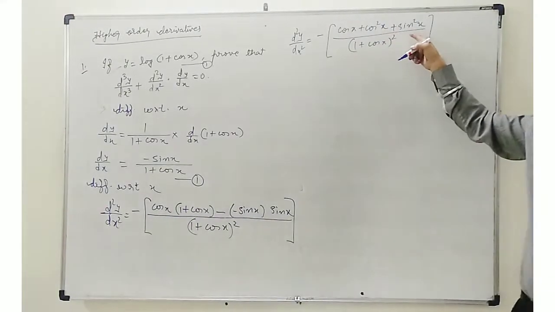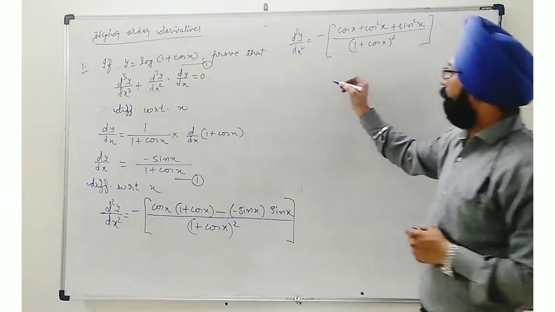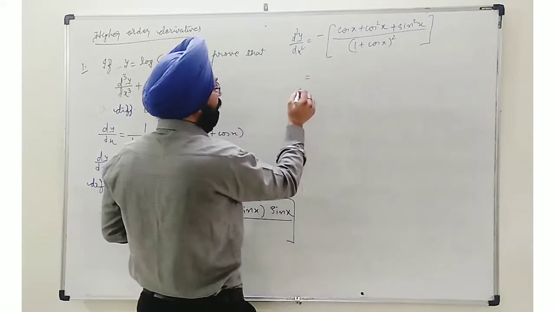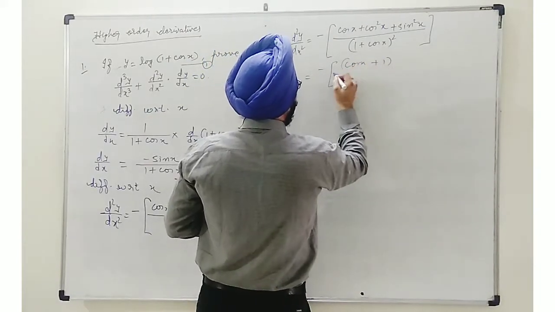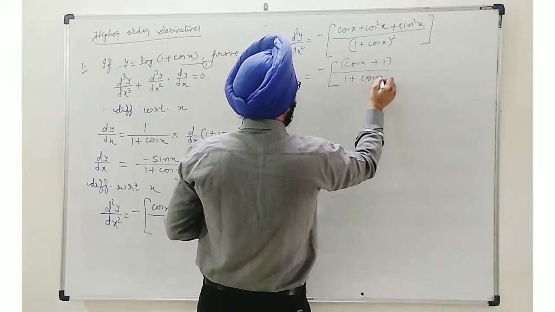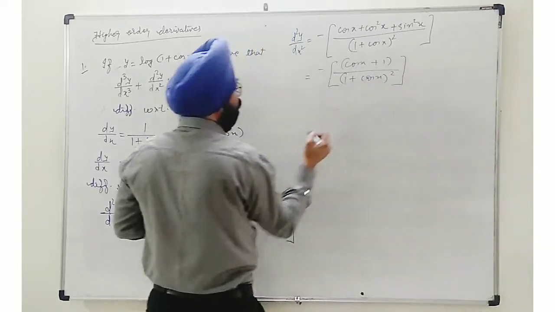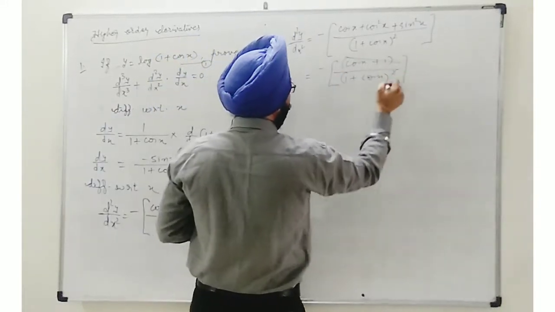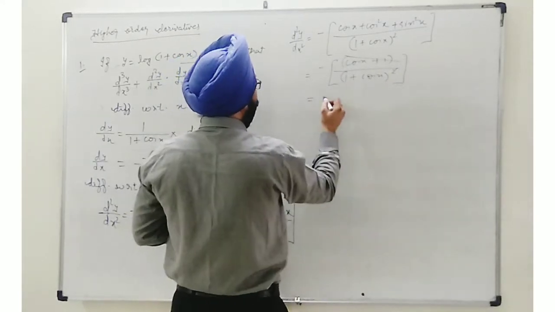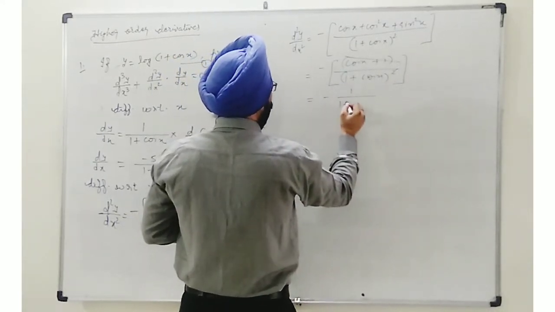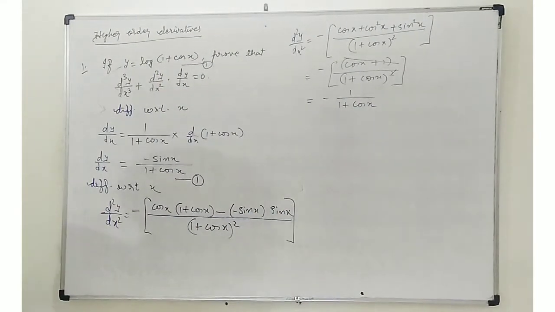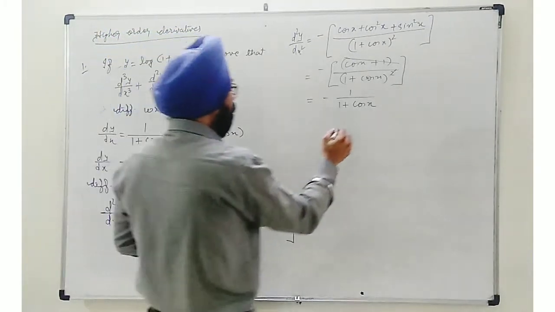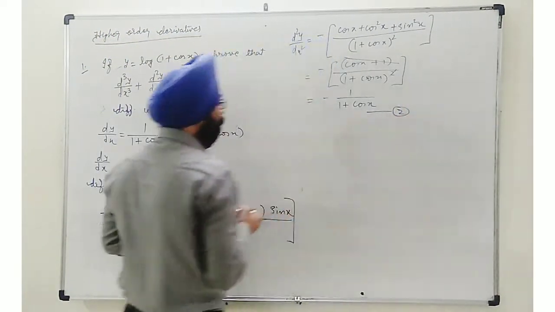Okay, so let's come back. Here cos square x plus sin square x, my identity will become 1. So we get the value of d square y by dx square is minus cos x plus 1 upon 1 plus cos x whole square. As soon as I see these two are same, that's why power will be cancelled out. We are left with minus 1 upon 1 plus cos x. I hope this much is understood to you. Now, this is the second order derivative we have obtained. So we write here equation number 2.